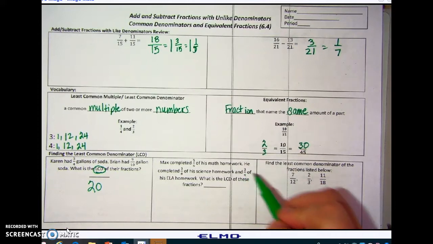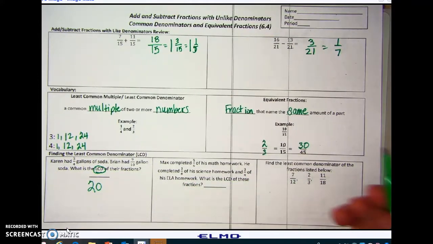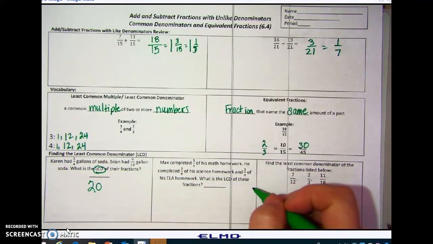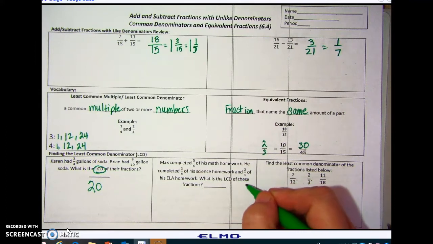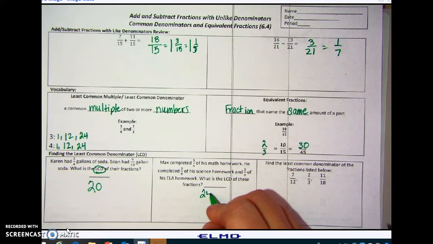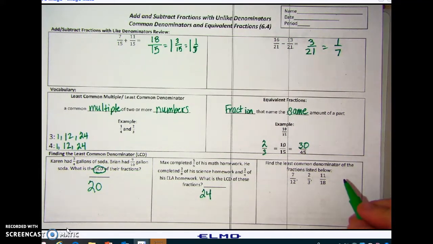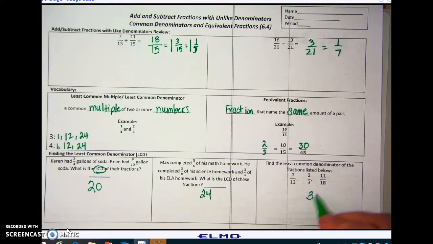Max completed 5/6 of his math homework. He completed 3/8 of his science homework and 3/4 of his ELA homework. What is the lowest common denominator of these fractions? It's going to be 24. To find the least common denominator of the fractions listed below, I can look at 7/12, 2/3, and 11/18. My lowest common denominator for this is 36.